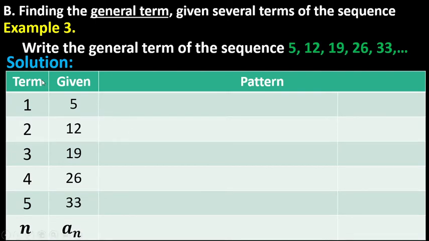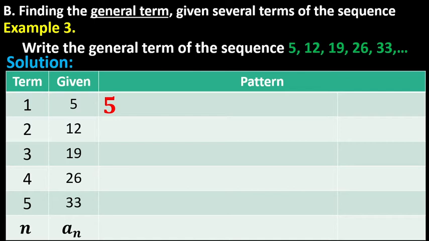Okay. In which the first column are the term or the position of the given, and these are the given sequence. Your first term is 5. Second term is 12. Third term is 19. Fourth term is 26. Fifth is 33. And tuloy-tuloy to the nth term. And we have to find the general term or the a sub n. Next. Your clue is always your first and second terms.